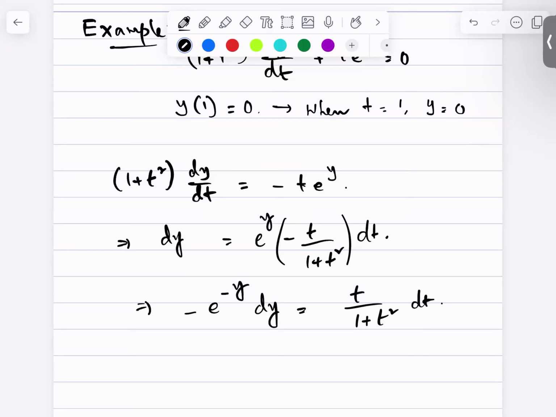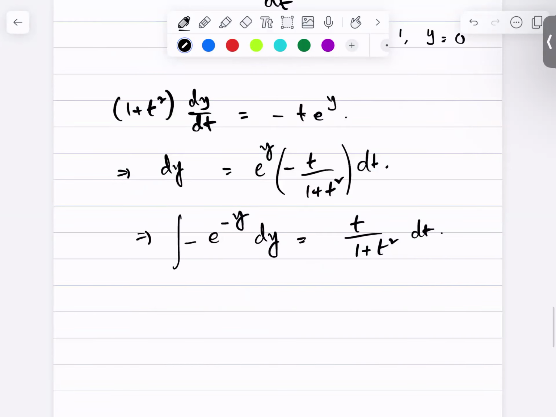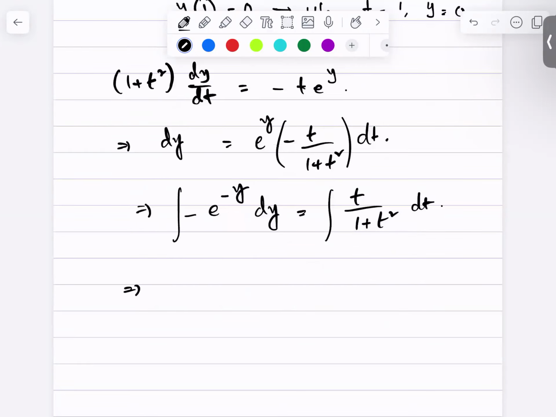Okay, cool. Now I can see that I have the y term on the left hand side and the t term on the right. So therefore, I can do the integration now. This will give me just e to the minus y. And on the other side, I'll get half ln of 1 plus t square plus c. Okay, I can take the modulus there, no harm. But this is my general solution.